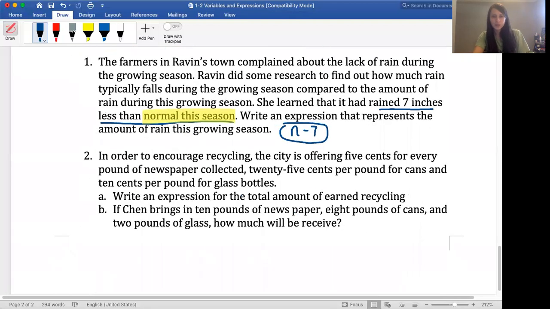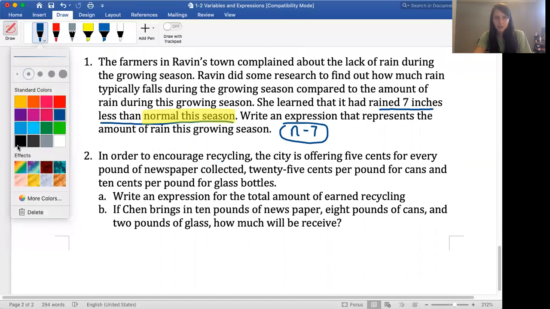All right, number 2. In order to encourage recycling, the city is offering 5 cents for every pound of newspaper collected, 25 cents per pound for cans, and 10 cents per pound for glass bottles. Okay, A, write an expression for the total amount of earned recycling.